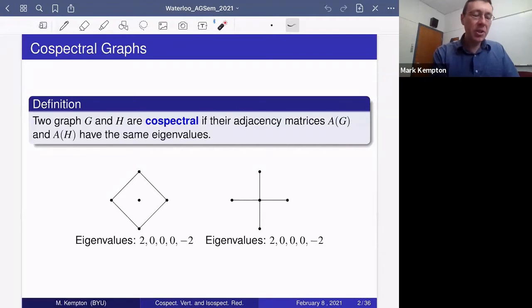Now here I'm talking about the adjacency matrix. There are lots of matrices that get studied in spectral graph theory that you can associate to a graph. You can ask about graphs that are cospectral with respect to the Laplacian matrix, or the normalized Laplacian, or the distance matrix. There are lots of different matrices you could study. But for today, I'm just going to stick with the adjacency matrix.